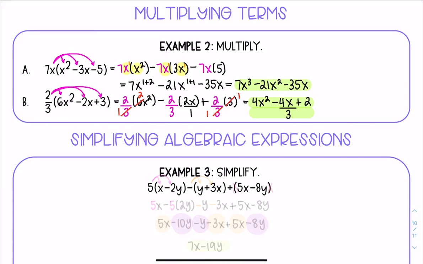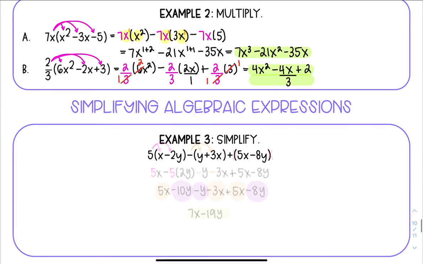And the last thing we're going to talk about is simplifying algebraic expressions. So this is just multiplying and distributing and then finally combining like terms, so it doesn't look so messy. So we have 5 times x minus 2y minus y plus 3x plus 5x minus 8y. So the first thing we want to do is distribute and get rid of the grouping symbols. So we're going to distribute the 5 in the first set of parentheses. In the second set, we want to make sure we distribute the negative to both pieces. And in the third, we can just simply ignore them. We don't have to even pretend they're there.